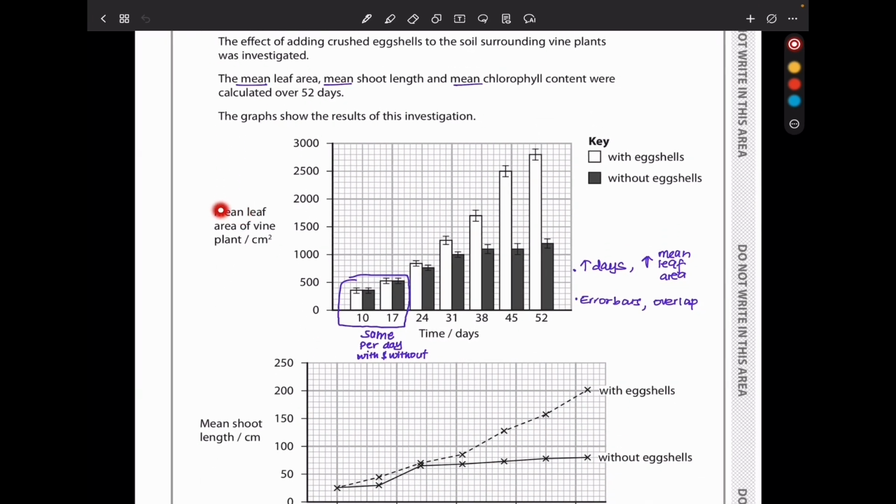On the vertical axis, we see mean leaf area of vine plant, and then on the horizontal axis, we see time in days. As time increases, there is going to be an increase in mean leaf area of the vine plant. There's going to be greater increase when there are eggshells that are crushed from about 24 days onwards. Before that, we have the same mean leaf area of the vine, that is before day 24.